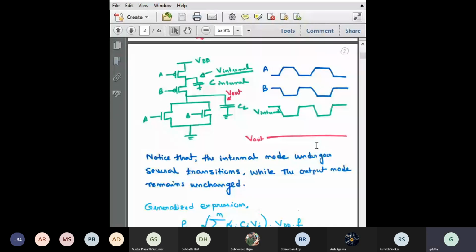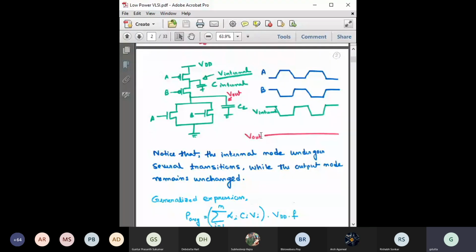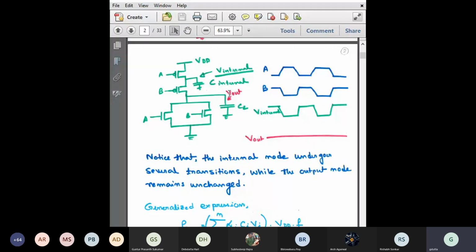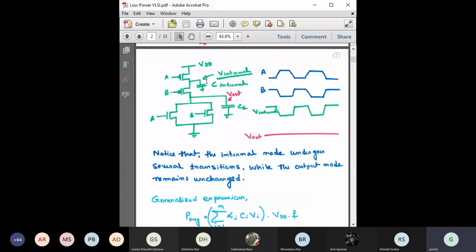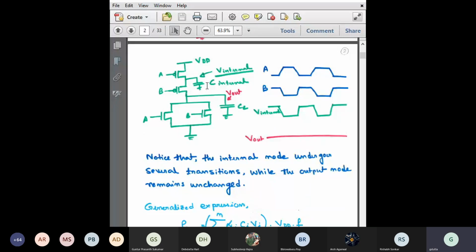If the inputs are 1, 0, 0, 1 like this, the output is 0, right? Then this Vout is 0. So basically, this capacitance is not charging or discharging. But think about the internal node capacitance, right? What about this CL?